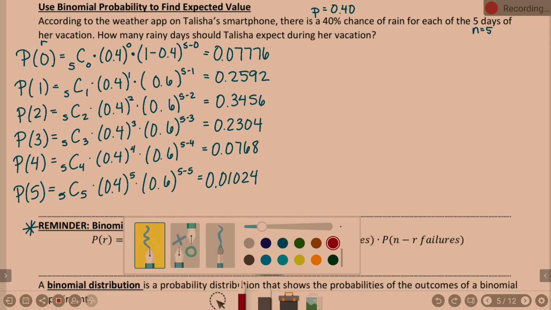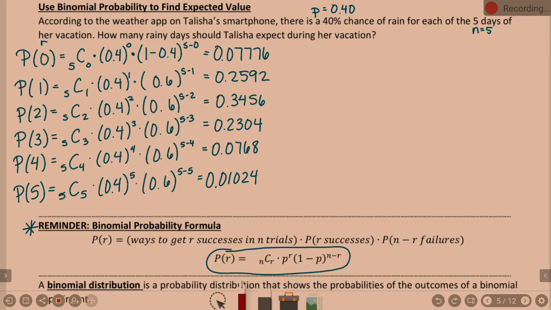Now, here's the deal, guys. How many days should Talisha expect rain during her vacation? We're looking for the expected amount of rainy days. This is expected value. With expected value, what are we doing? An outcome times the probability that outcome happens.